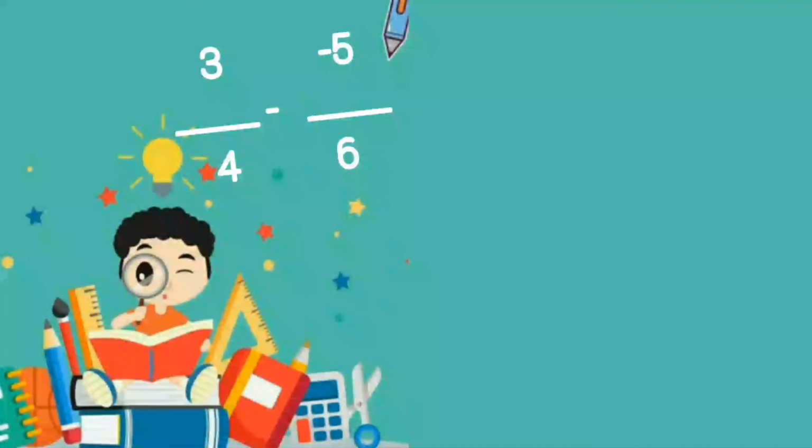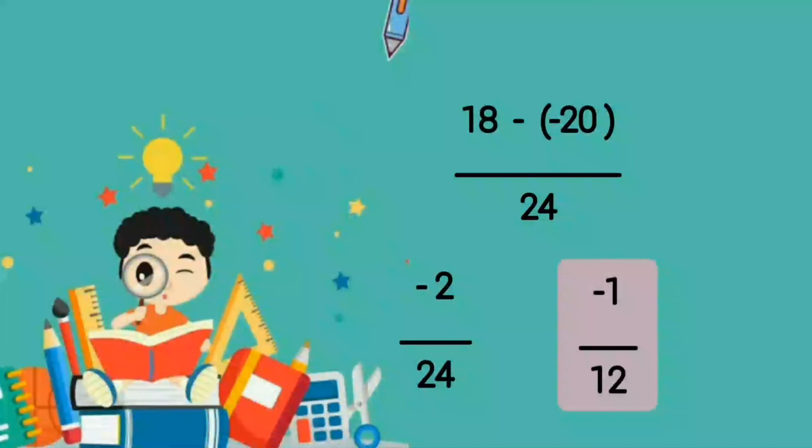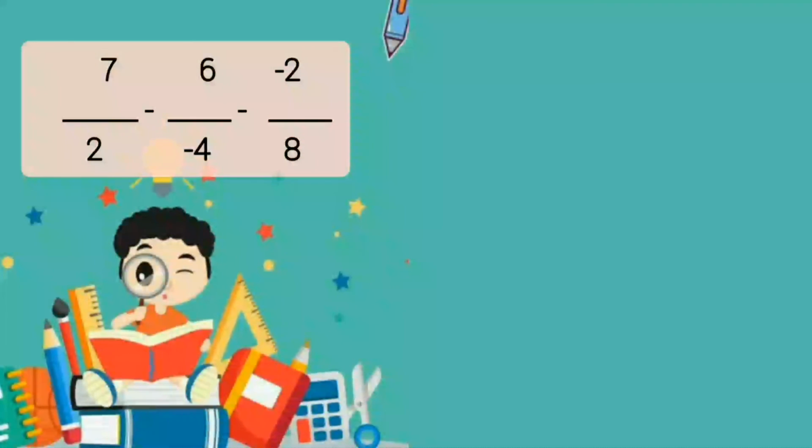Let's see the subtraction of these rational numbers. There is just a difference of signs. Subtract these numbers by the crisscross method. Just remember the signs. Minus 2 by 24 is the answer. We put the sign of the larger number in the answer.